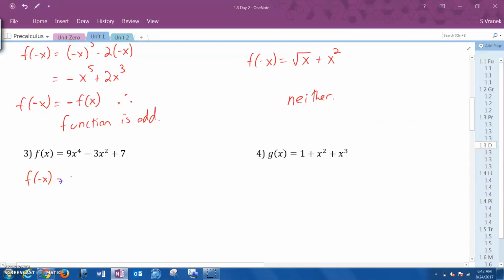If you put a negative x in, you put it in where you have x's, and if you again notice that this is raised to the 4th power, this is raised to 2nd power, both of these negative signs will then go away, so we're left with 9x to the 4th. That is still there, minus 3x squared plus 7. And if you notice, that's equal to the original. So when you get the original out, that means the function is even.